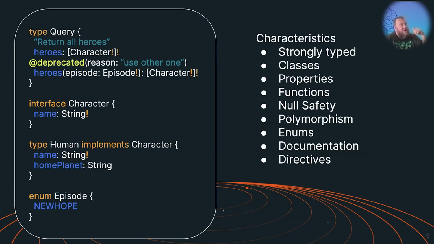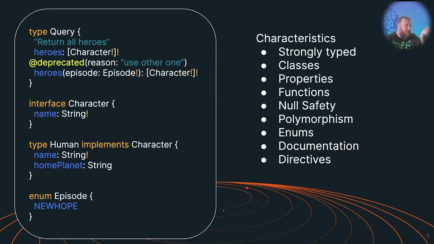Then we have those different types and classes. So the types are kind of like classes. The types have fields. Some fields take arguments. So those are kind of like properties or functions in those classes to me.